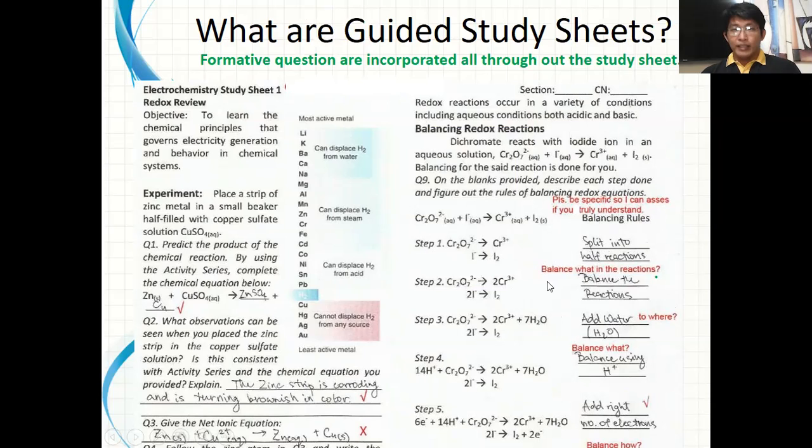Okay, so in this answer here, balance the reactions. And I'm asking balance what in the reactions. So the specific question here is, if you compare the first equation with the step 2 equation, ang binabalance actually here is the number of atoms, which the student failed to specify. But that's okay. If they got it wrong the first time, you can just send back the study sheet to the student so that he can answer again. Kasi nga, learning curve, remember?